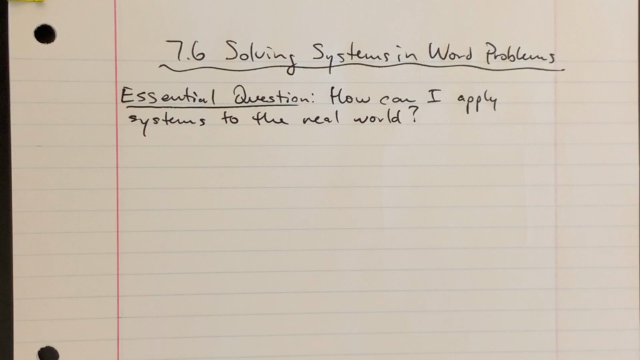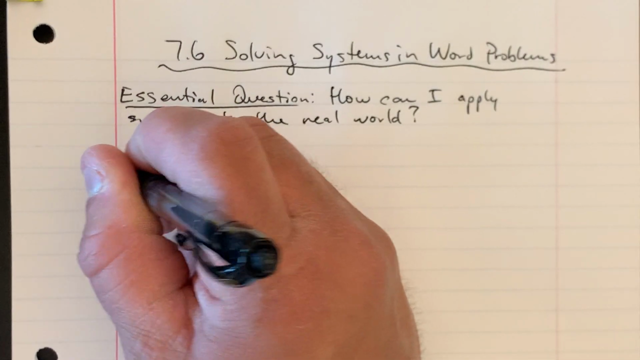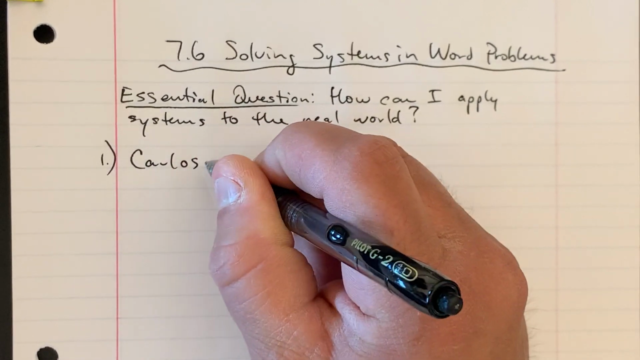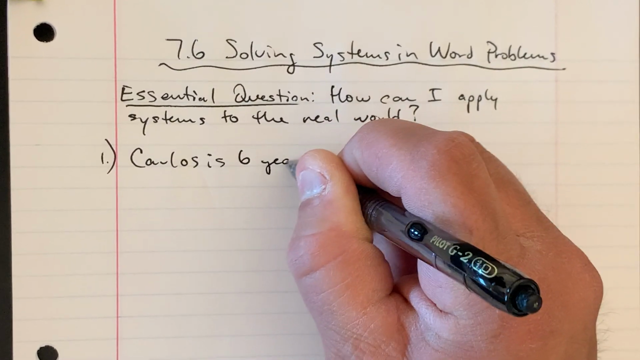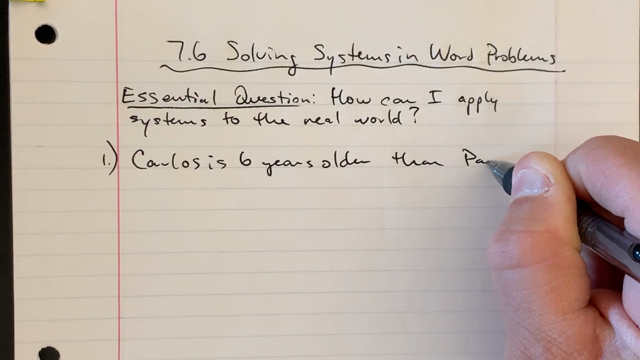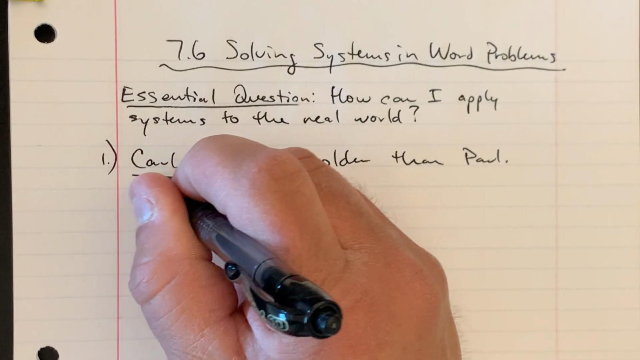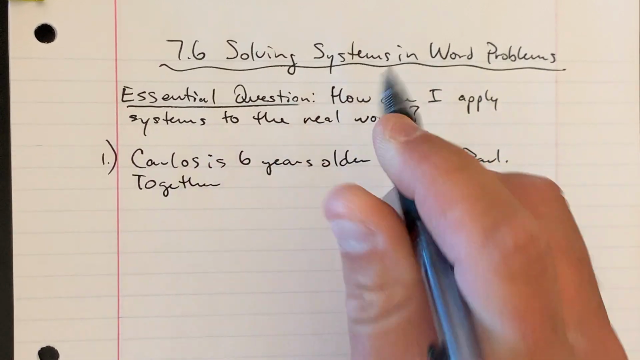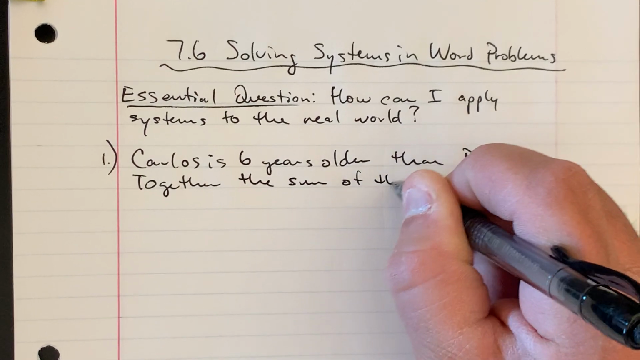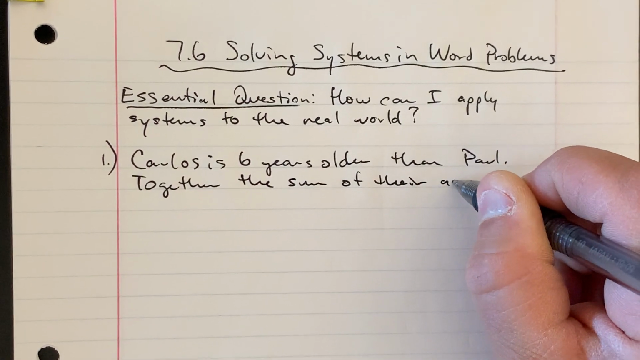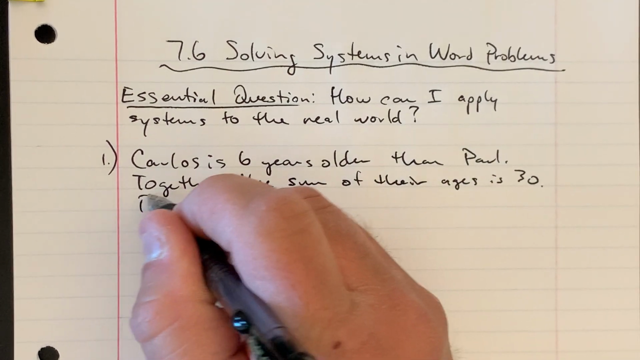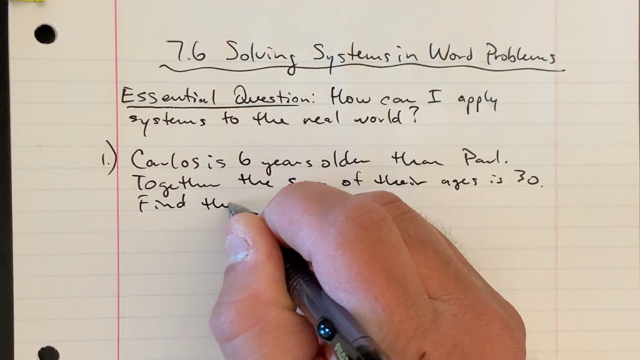All right, so our real world question here is Carlos is 6 years older than Paul. Together, the sum of their ages is 30. Find their ages.